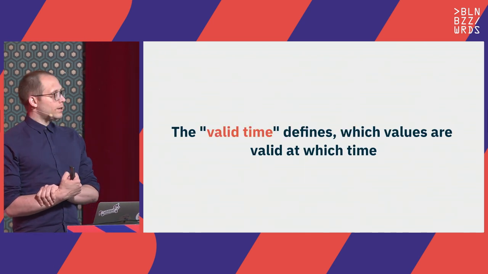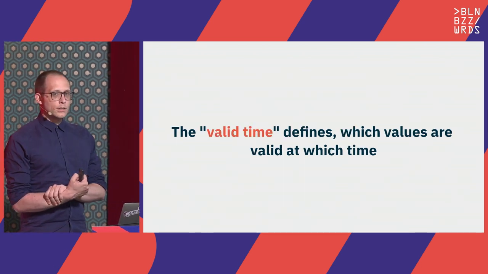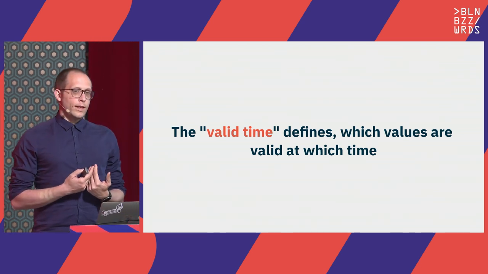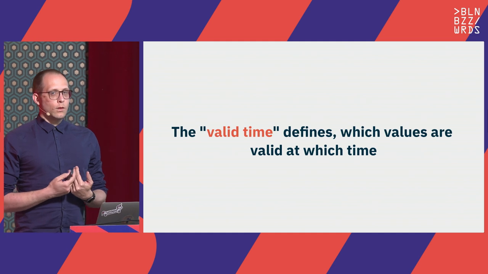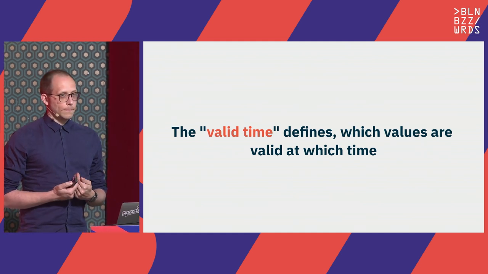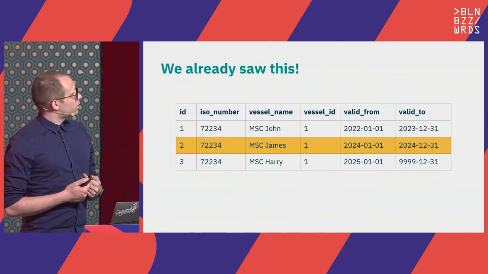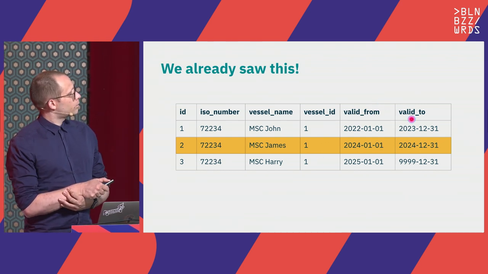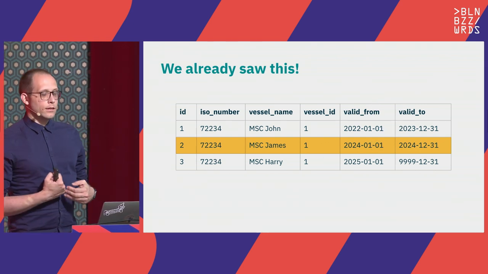The first term is the valid time. I already used that sometimes, I believe. This defines which values are valid at which time. One time axis, the valid time. So I'm showing this table for the third time now. Valid time is this concept we already talked about. We had that in our database.